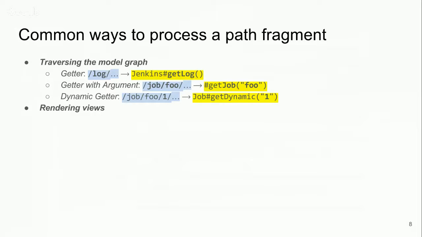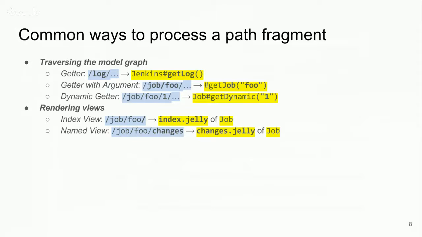There are ways to render views. For example, the index view, /job/foo/, will look for a view called index.jelly or index.groovy and render that. The view, of course, must belong to the job type. I will show how that happens later. And there are named views. So if we navigate to a job, /job/foo, and there's a name afterwards, in this case changes, Stapler will look for a view called changes.jelly or changes.groovy and render that.